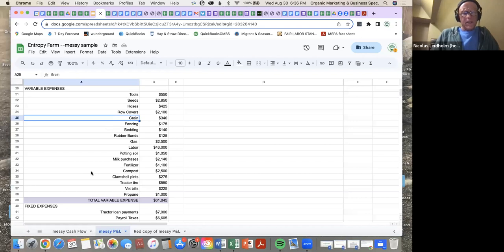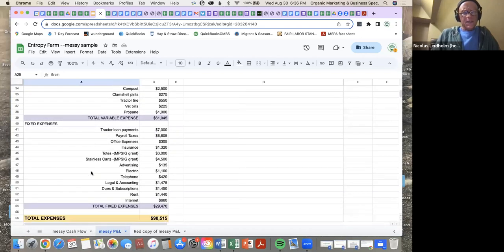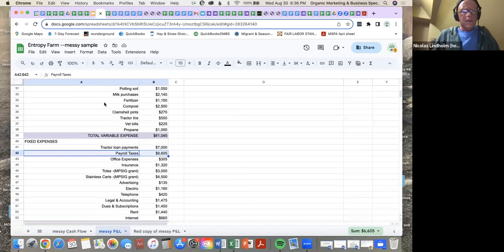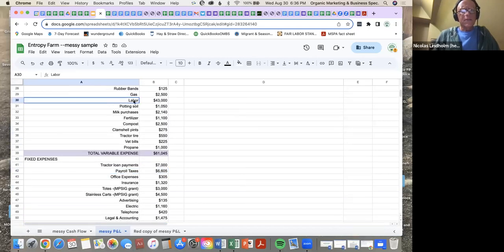And going down, looking at their fixed expenses, they've got their actual loan payments in there. They even put their payroll taxes in here, which is associated with their labor. If we scroll back up, I think I saw that their labor is up under variable expenses, and then their payroll taxes for some reason under fixed expenses.